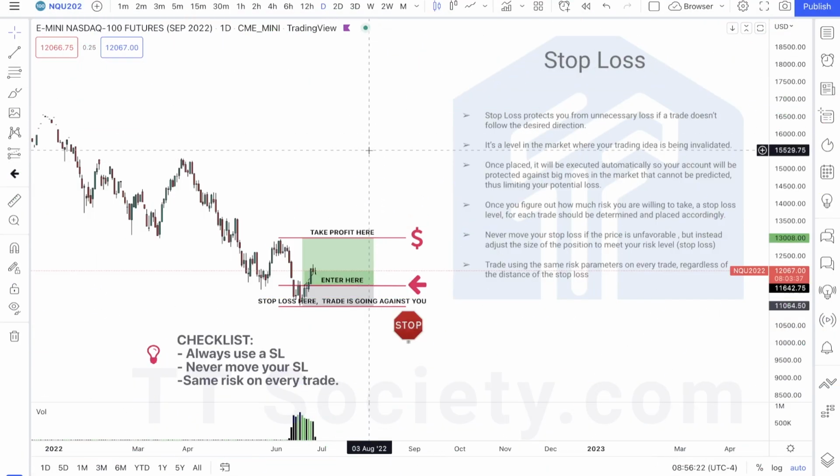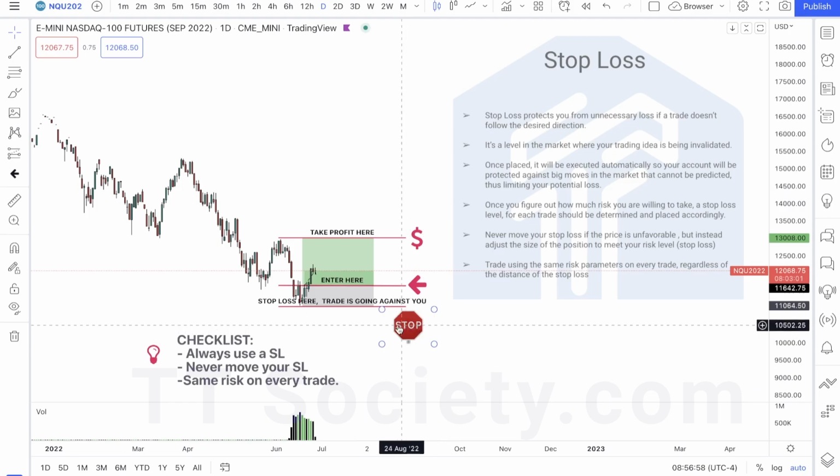Inside of TradingView, we have a nice tool that visually represents stop loss levels and targets. Again, if I'm repeating myself, I'm stressing the importance of this topic. Stop losses are there to protect you from unnecessary loss. So in this example here, we've placed a so-called long position tool, a marker that shows us an entry price here, a take profit target, and a stop loss price.